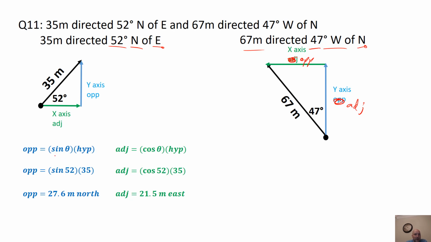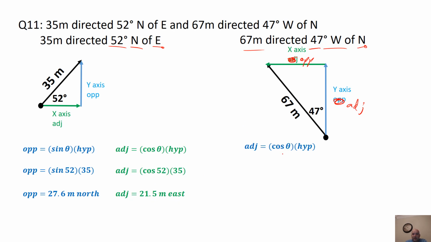So we're going to find the y side. The y side is going to be sine of 52 times 35. We get 27.6 meters north, and then our x-axis right here is going to be the adjacent side, so that's going to be cosine of 52 times 35, and we're going to get 21.5 meters east.